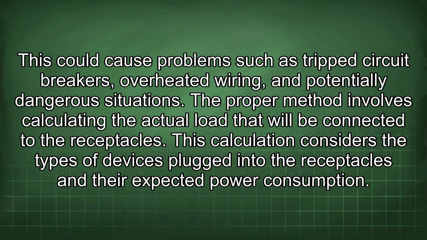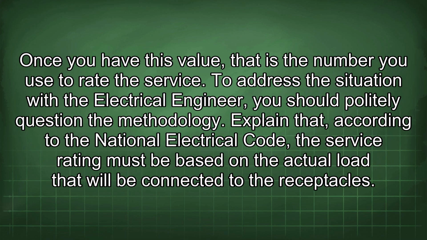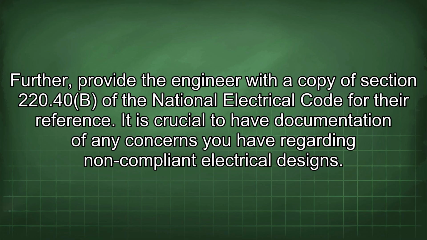The proper method involves calculating the actual load that will be connected to the receptacles. This calculation considers the types of devices plugged into the receptacles and their expected power consumption. Once you have this value, that is the number you use to rate the service. To address the situation with the electrical engineer, you should politely question the methodology. Explain that, according to the National Electrical Code, the service rating must be based on the actual load that will be connected to the receptacles. Further, provide the engineer with a copy of Section 220.40(B) of the National Electrical Code for their reference.